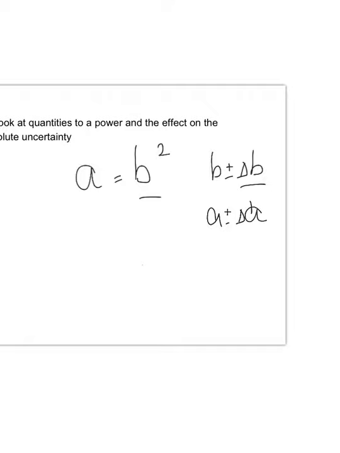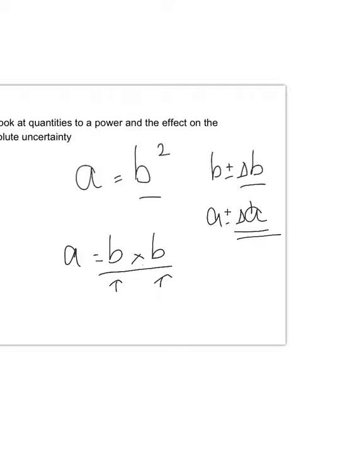So I'm looking for the absolute uncertainty in A. Now another way of writing exactly the same thing is to write A equals B times B. I hope you can tell that A equals B times B is the same as B squared. Now what is the rule in this situation?